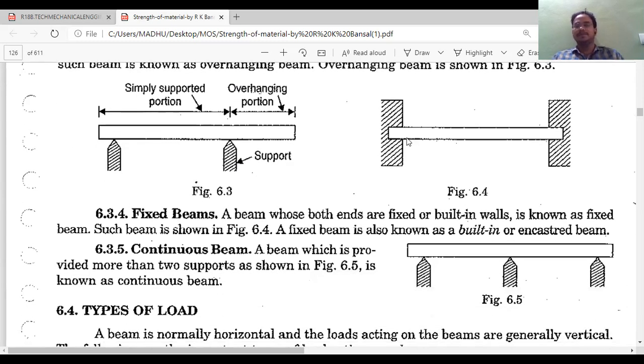Fixed beam. 6.4, fixed beam means these two ends are fixed here. In a cantilever beam, one end is fixed and the other end is set free, whereas here both ends are fixed. We cannot find elongation here. If it is made of some metal and subjected to heating, we won't find the elongation, but internal compressive stresses will be induced because of the restriction.